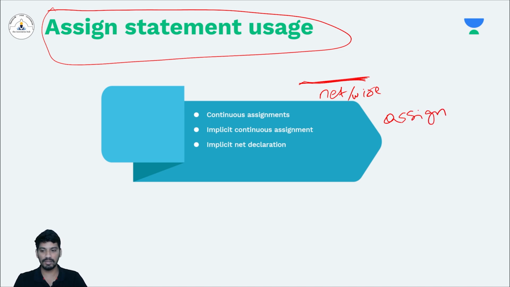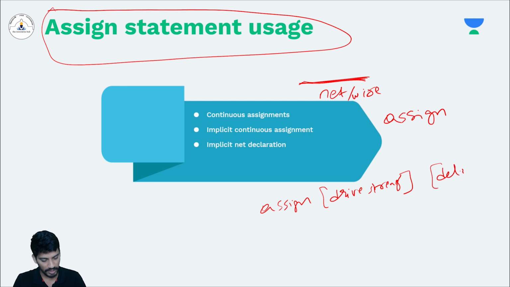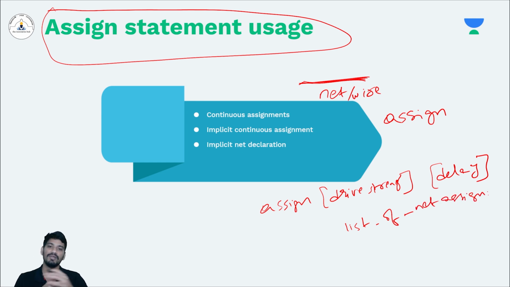So what is the syntax of this assign statement? Its syntax is like this: assign, its drive strength. If you want to specify the drive strength, you can specify the drive strength, and then if you want to specify the delay, you can specify the delay, and list of arguments or list of net assignments. This is the syntax of assign statement.